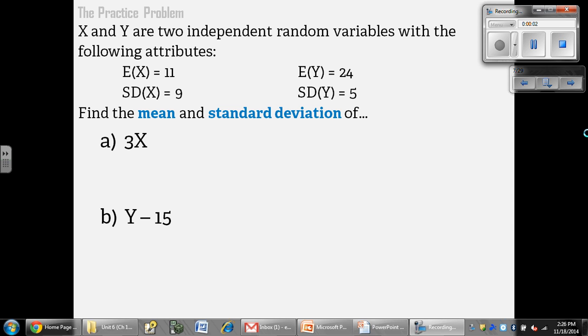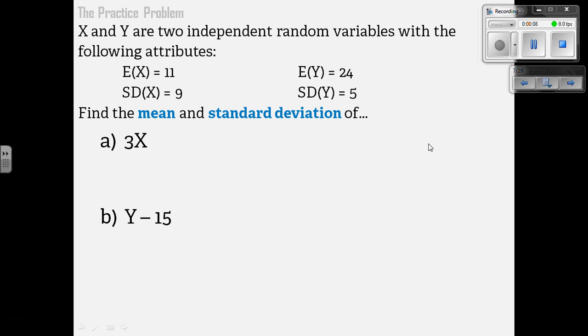Okay, so we're going to look at some examples. We were given the expected value of x and standard deviation of x, and then the expected value and standard deviation of y. If we wanted to find the mean and standard deviation of 3x, we're going to use this as multiplying by a constant.